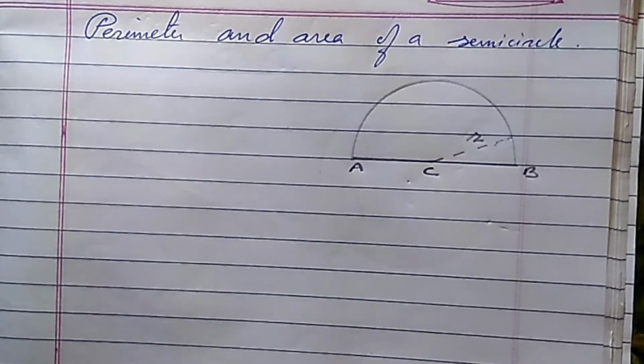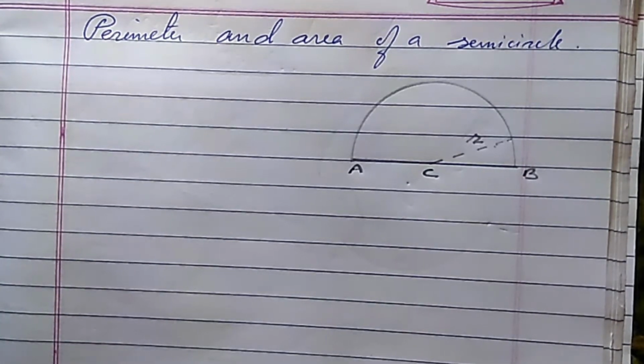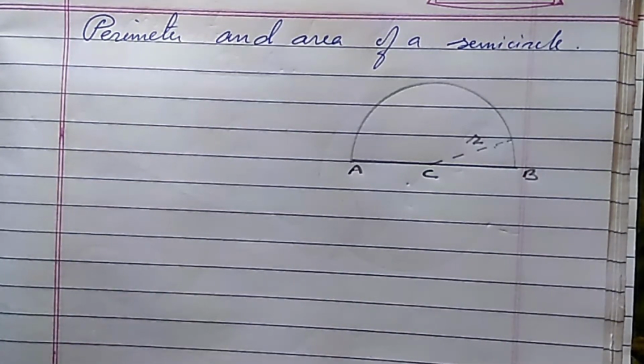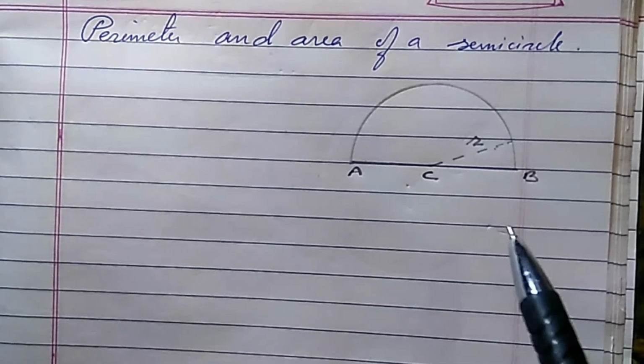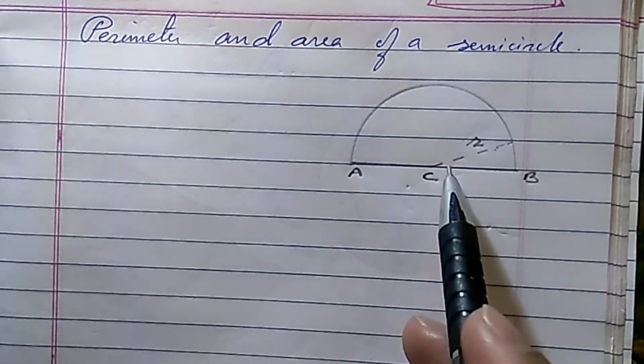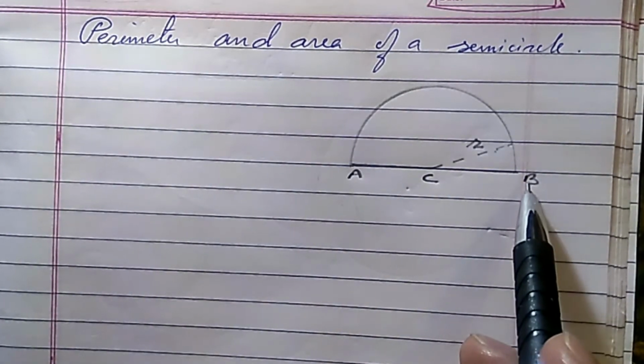Let us now look at the perimeter and area of a semicircle. So what is a semicircle? A semicircle is half of a circle. I have drawn here a circle with radius r and diameter AB equals 2r.